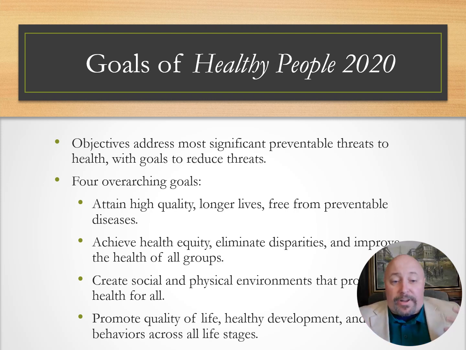Again, Healthy People 2020 has four overarching goals. One's to attain high quality care, longer lives, free from preventable diseases such as things like diabetes, hypertension. Also, to improve health equity and healthcare access. Healthcare access is a major issue in many parts of the country.